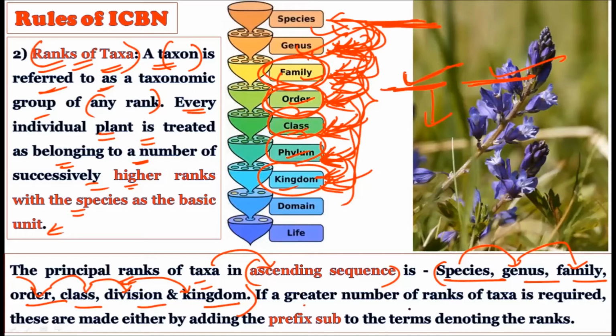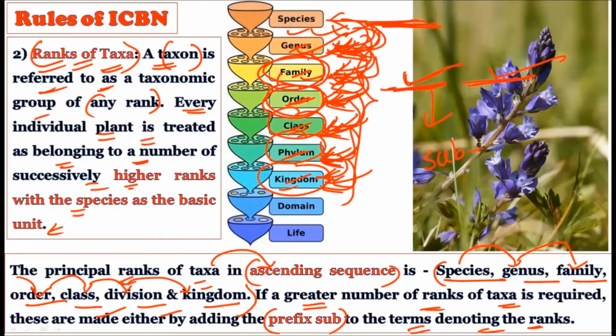Okay, if a greater number of ranks of the taxa are required, for example, the species is exceptional and you require more ranks. For example, here species, genus, family, order, class, phylum, and the kingdom, these ranks are not sufficient and we have to add more and more ranks. Then in such a case, what you do, these are made by adding the prefix sub to the terms denoting the ranks. That is, we should use the sub and we should give the rank here.